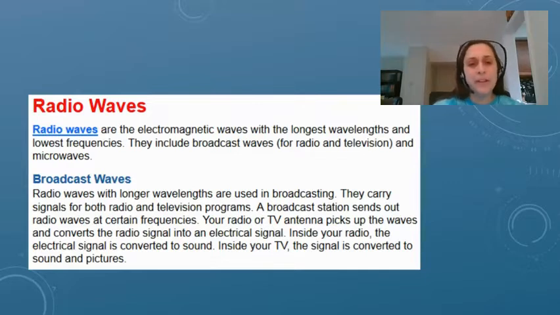Now, radio waves are the electromagnetic waves with the longest wavelengths and the lowest frequencies. They include broadcast waves for radio and TV, and microwaves are technically just the shortest kind of radio wave. We'll talk about microwaves separately. Broadcast waves carry signals for both radio and TV programs. A broadcast station sends out radio waves at certain frequencies. Your radio or TV antenna picks up the waves and converts the radio signal into an electrical signal. Inside your radio, the electrical signal is converted to sound. In a TV, it's converted to sound and pictures.